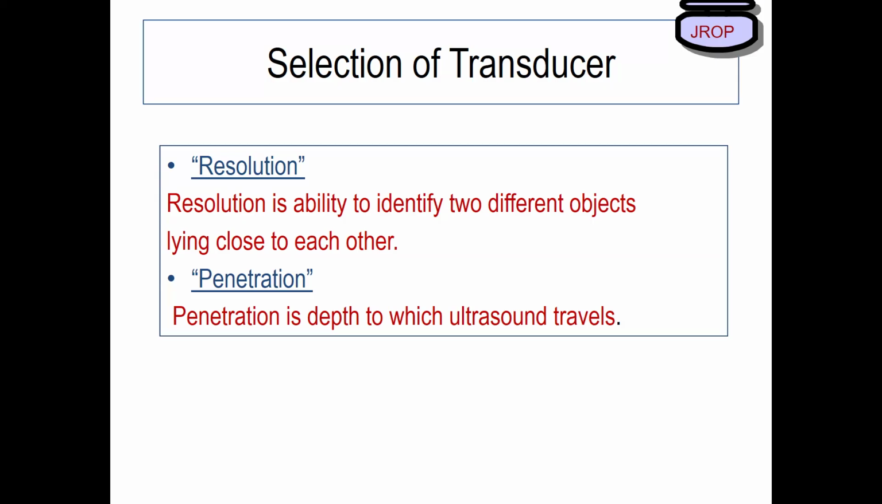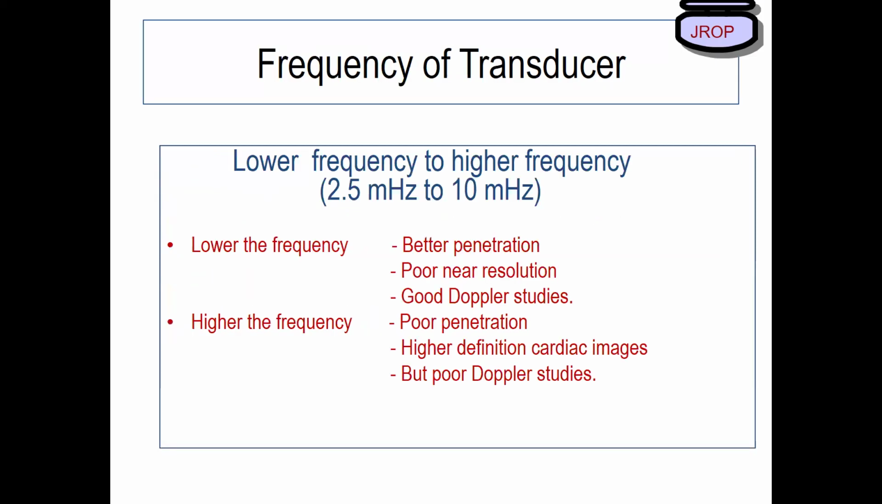Based on these two, resolution and penetration, we have the frequency of transducers. Lower frequency means 2.5 megahertz; 10 megahertz means higher frequency. What is the characteristic of these transducers? Lower frequency has better penetration, poor near resolution, and good Doppler studies. So this transducer would be good for the elderly and middle-aged population. A higher frequency transducer has poor penetration, higher definition of cardiac structures, but poor Doppler studies. So it would be good for neonates or pediatric populations.